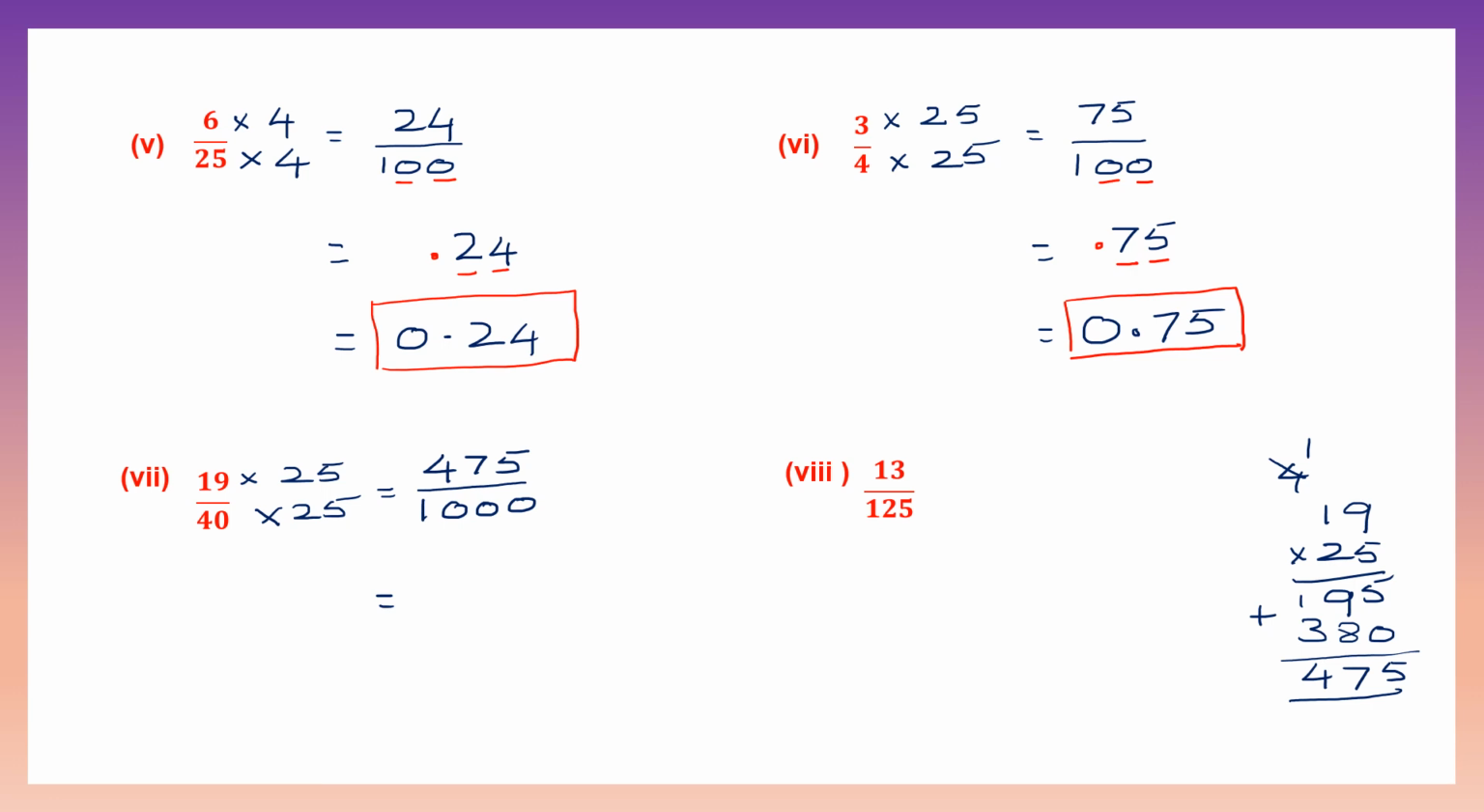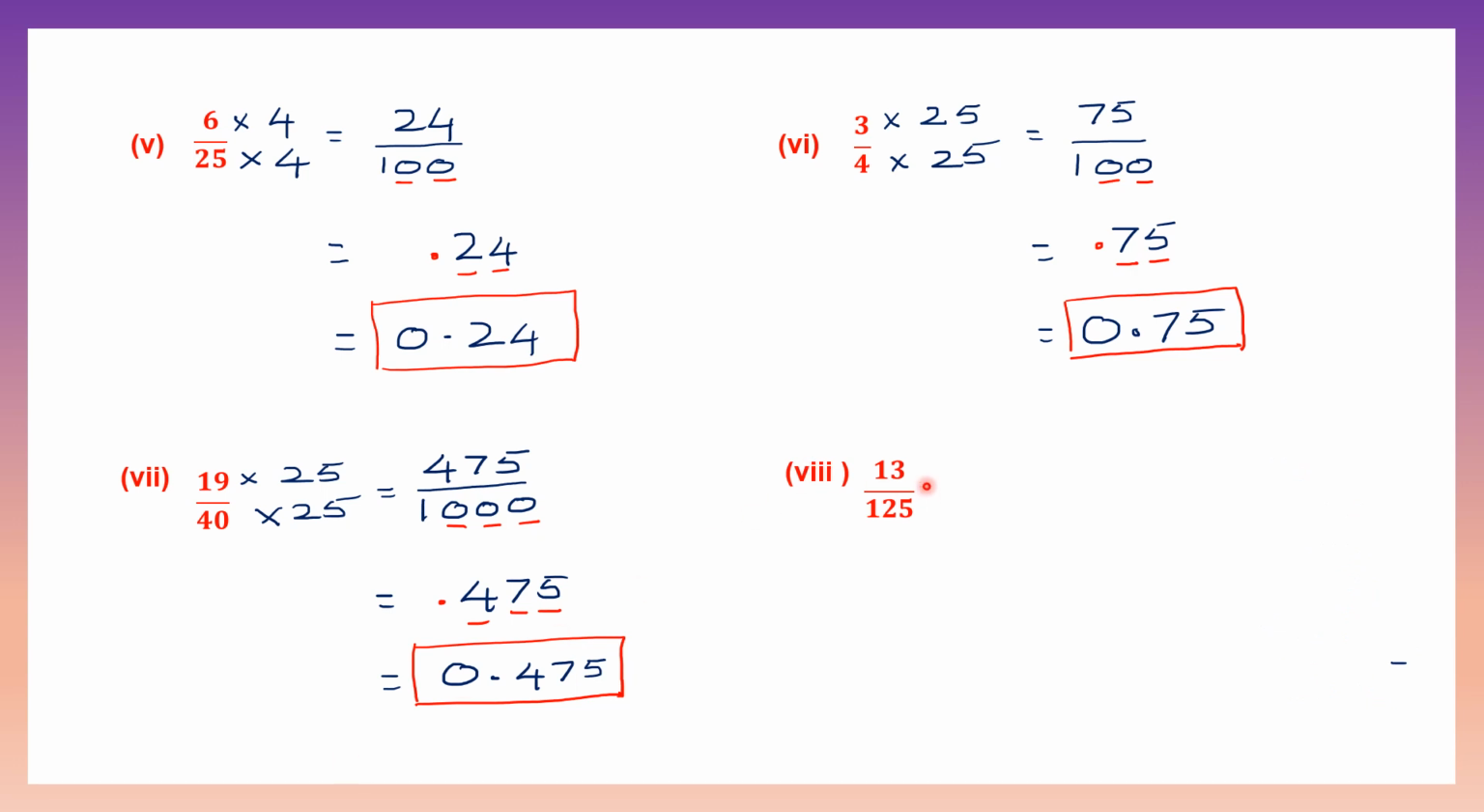So now we take the numerator, write it by itself. We check the denominator. There are 3 zeros. So there should be 3 decimal places. So the point comes there. So our final answer here is 0.475. So this is the final answer.